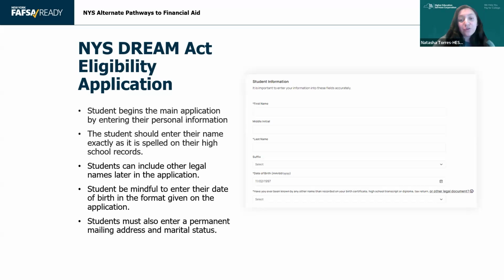Another common mistake we see is when students are putting their date of birth. A lot of times students put date, month, year, but as you see on the screen, it's supposed to be month, date, year. So just double check with the student that they're inputting their birthday correctly here. Again, this could delay their application processing time, and we want to make sure the students get their awards approved as soon as possible.